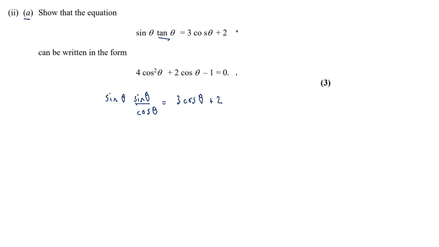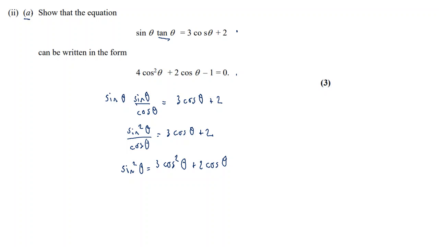Now I'm going to do this in quite a few steps. It would have been quicker just to immediately write that as sin²θ over cos θ equals 3 cos θ plus 2. So all I've done is I've replaced tan θ with sin θ over cos θ and then simplified. Okay, so that's looking a bit better. After that, well, I've not got any fractions, so how can I undo this fraction? I can multiply both sides by cos θ. So when we multiply by cos θ, we get sin²θ equals 3 cos²θ plus 2 cos θ.